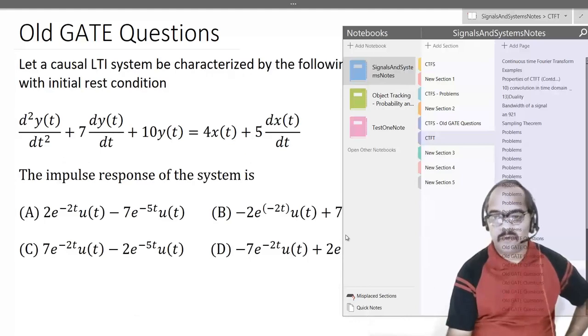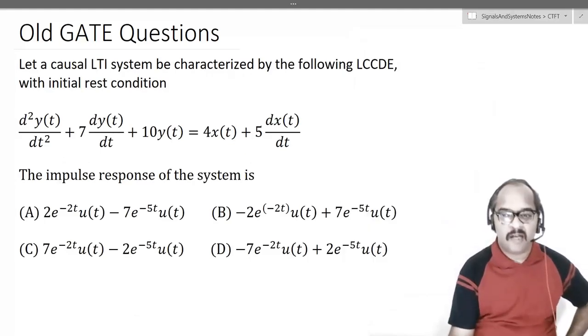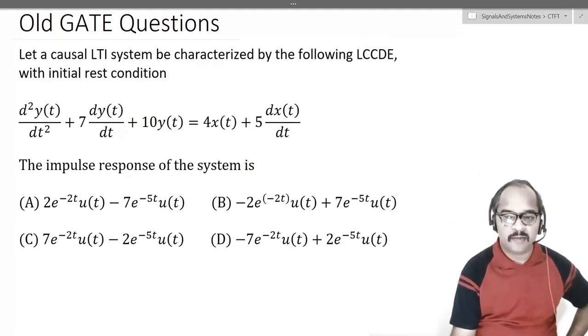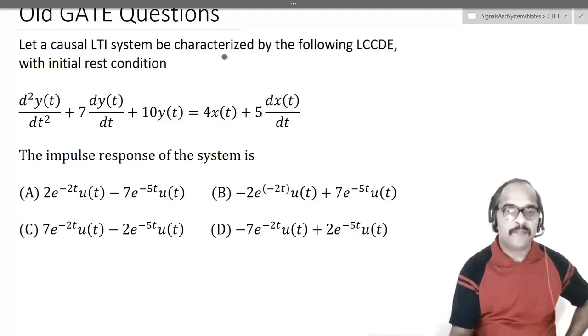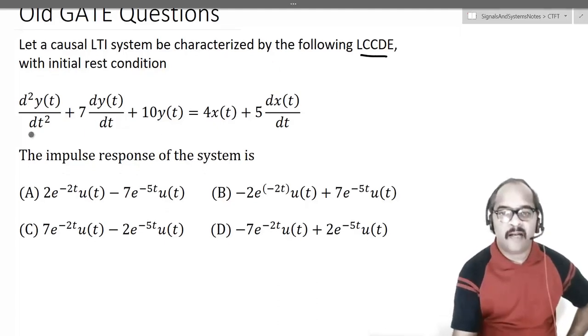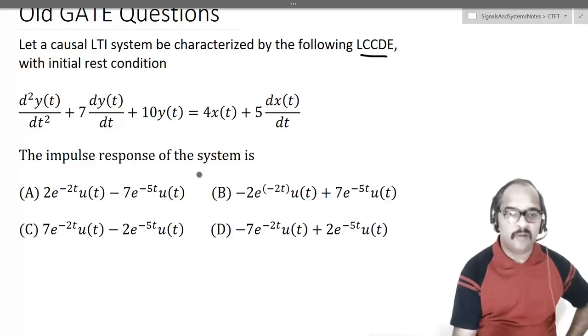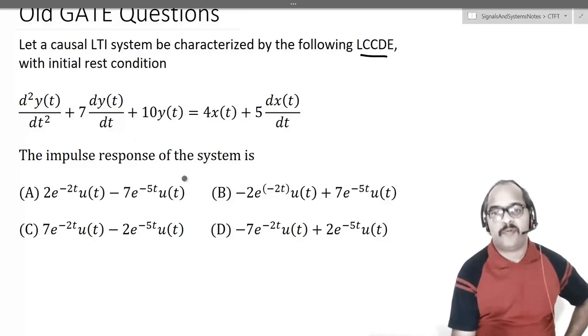Let's move to the fourth problem, which I think I will give as homework. What is given here? An LTI system has an LCCDE as given below. We have to find the impulse response of the system.